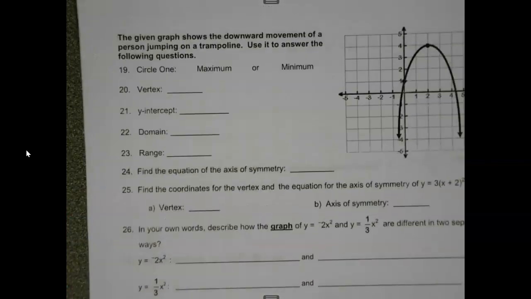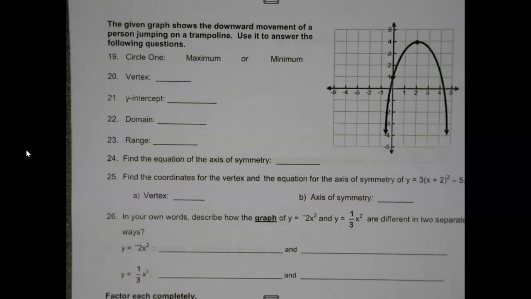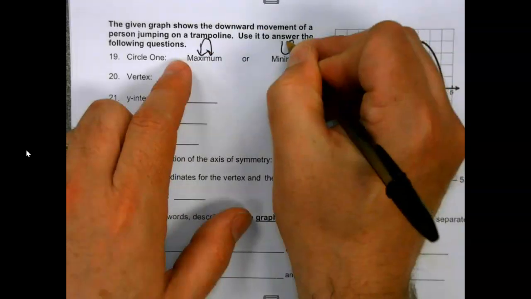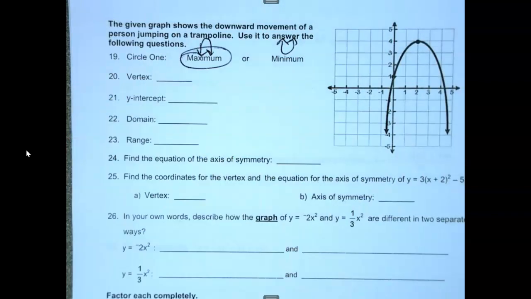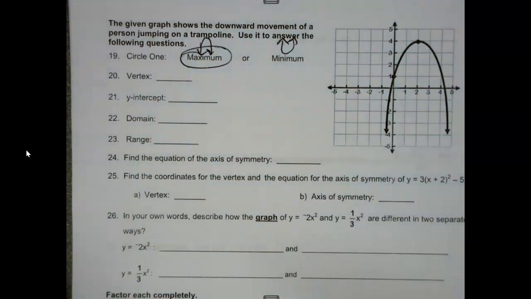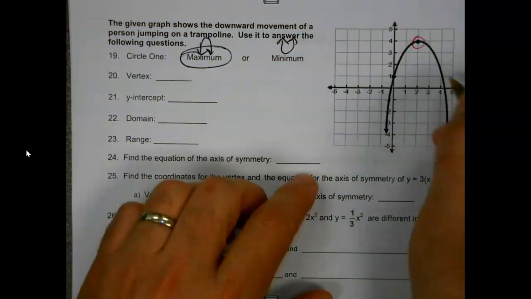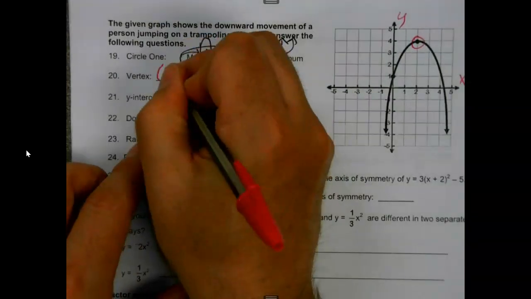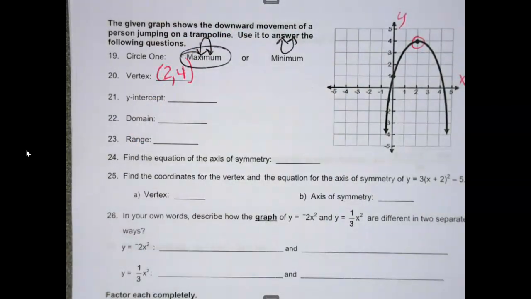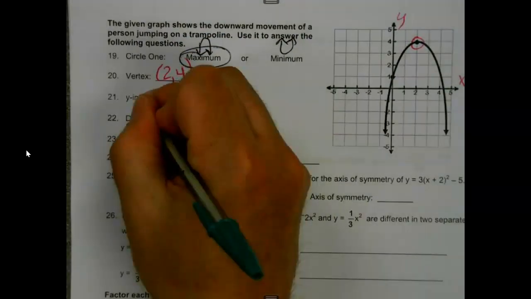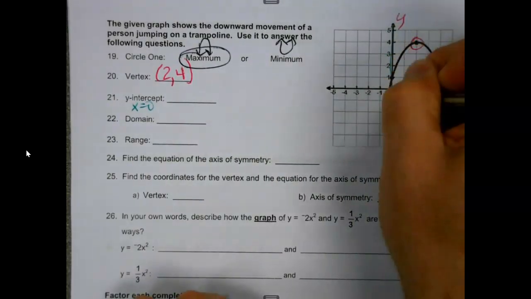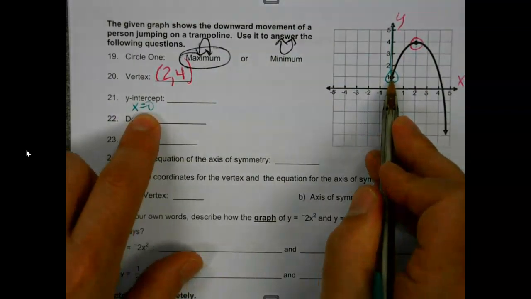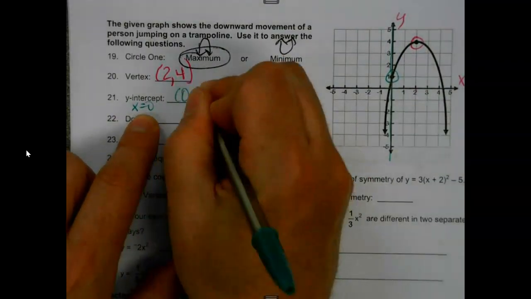Okay, now a little break from all the heavy algebra here. Max or min? Max. Vertex, let's change colors here. X is 2, y is 4: 2, 4. Y-intercept. Here's the y-axis, here's where it intercepts. Don't just put 1. The x value there is 0. So 0, 1.